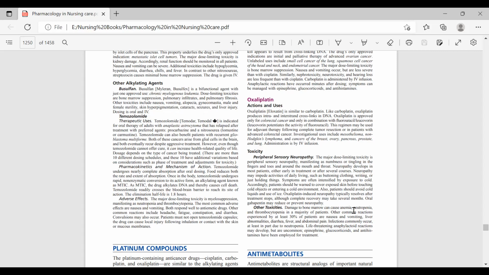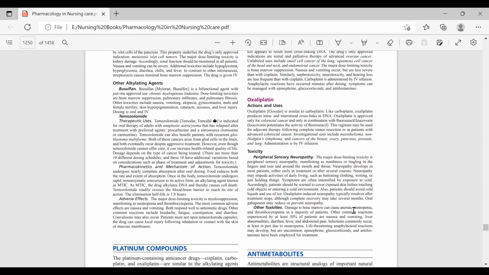And oxaliplatin is very similar to carboplatin, and it involves intra and interstrand cross linkages in DNA. It is approved only for colorectal cancer, in combination with fluorouracil and leucovorin, and preventive measures are given with fluorouracil, which we will discuss later. The regimen may be used for adjuvant therapy following complete tumor resection or in patients with advanced colorectal cancer. Investigational use includes mesothelioma, non-Hodgkin's lymphoma, and cancer of the breast, ovary, pancreas, prostate, and lung.